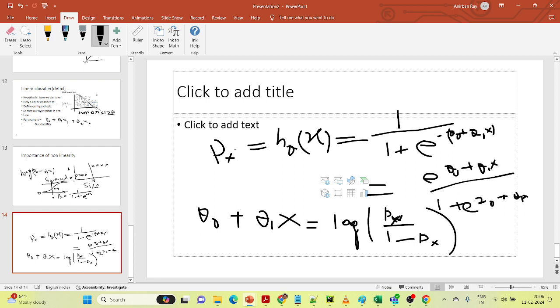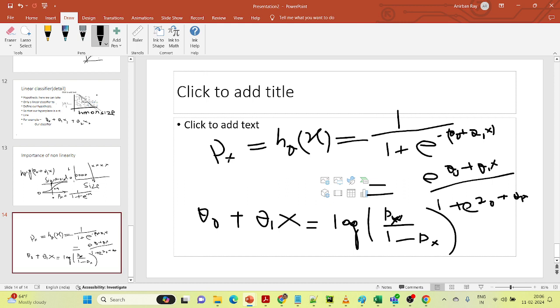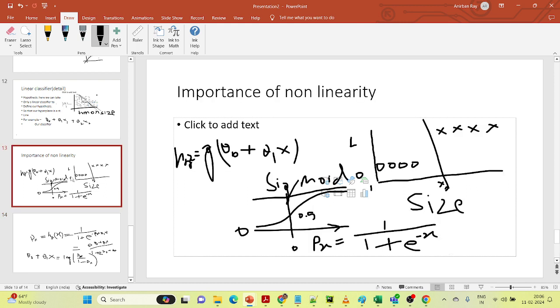In the videos, the concept of non-linearity is not introduced. The hypothesis is equal to the probability of happening only when our non-linearity is sigmoid. As you can understand here, when the hypothesis value gives 0.5, it means there is equal probability of it being a tumor, a cancer, or no cancer.